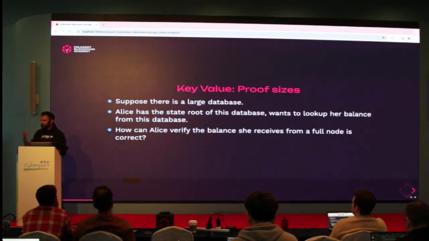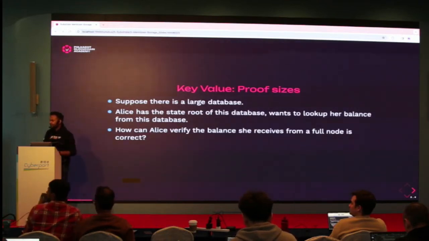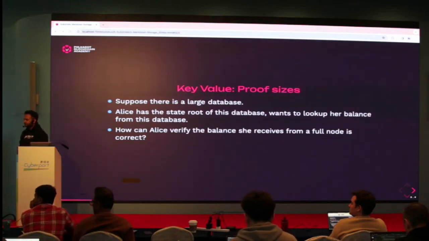Do you want to tell more? I think the light client needs to request the Merkle proof for Alice's balance node, then do the calculation to verify against the root.